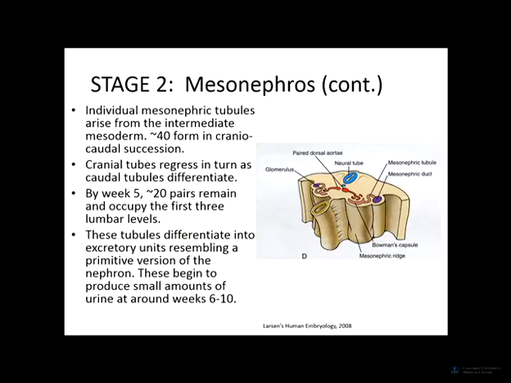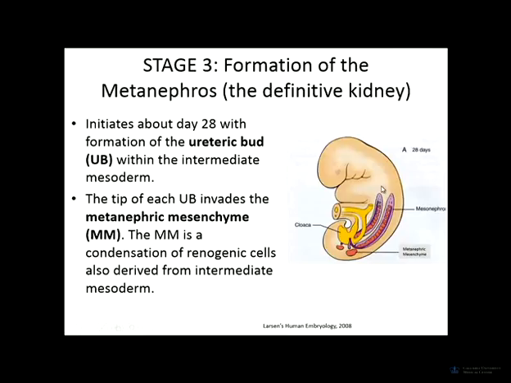So by week 5, there are 20 pairs that are left over, and they're located in the first 3 lumbar levels of the embryo. And these differentiate into primitive excretory units, and they begin to produce small amounts of urine around week 6 to 10. It's not a significant amount, but it's really the first functional kidney. Those continue to disintegrate as development progresses, and then by day 28, this is where the definitive kidney is forming.